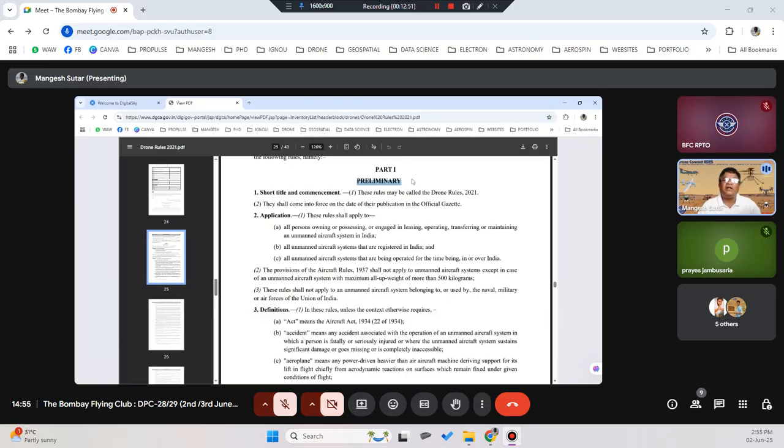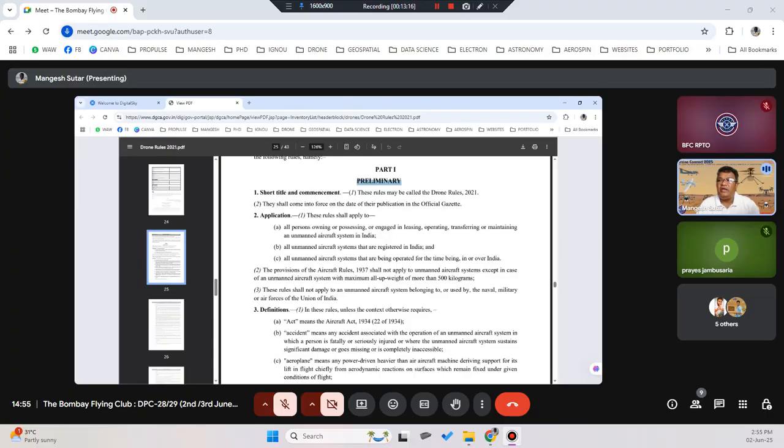Like how we called Aircraft Rules 1937, Aircraft Act 1934. Okay, they shall come into force on the date of their publication in the official gazette. That is on 25th of August 2021. This has come into the picture, or into application. Okay, or in force. To whom are these rules applied?